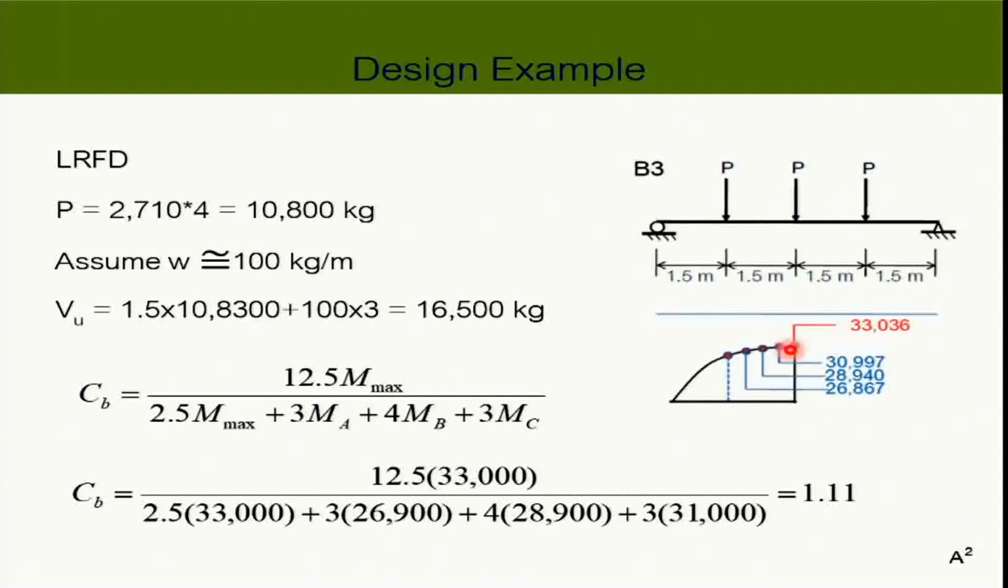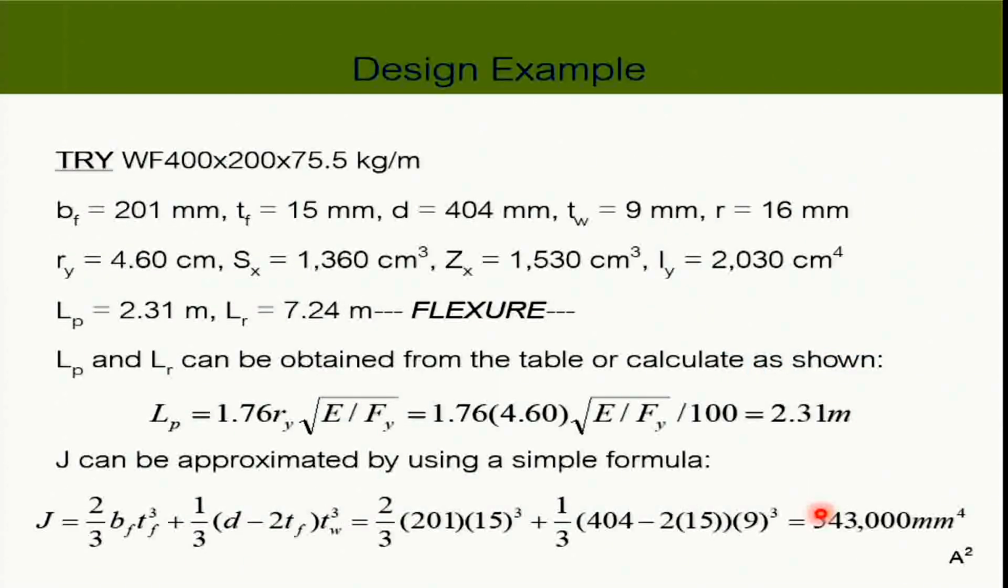When you have a bending moment diagram close to a straight line, it means that your moment does not fluctuate very much, and your beam will become easier to buckle, as you can see from the Cb value. See, it's very close to 1, because this is almost a straight line. If you want to calculate the moment gradient here, it's going to be much larger than 1.1. So I just checked it, but in the end, I didn't need it. Lp and Lr can be obtained from the table, or you can just calculate it.